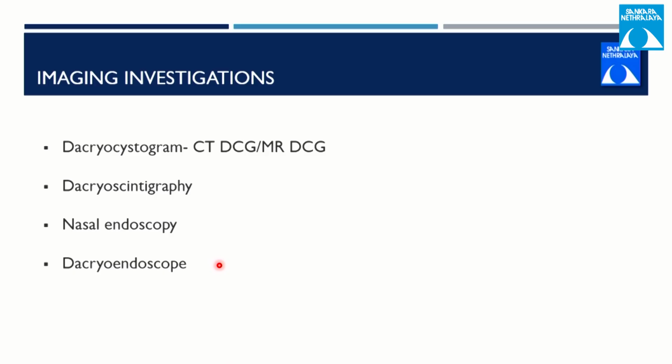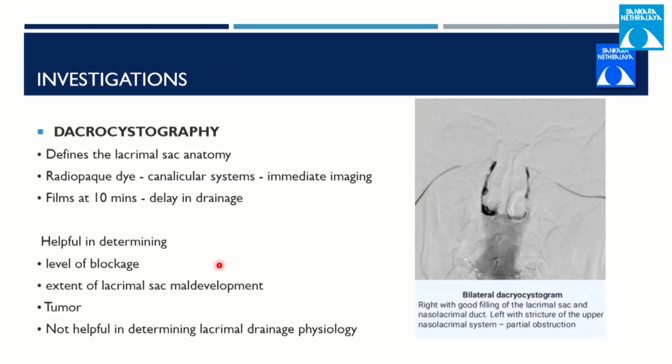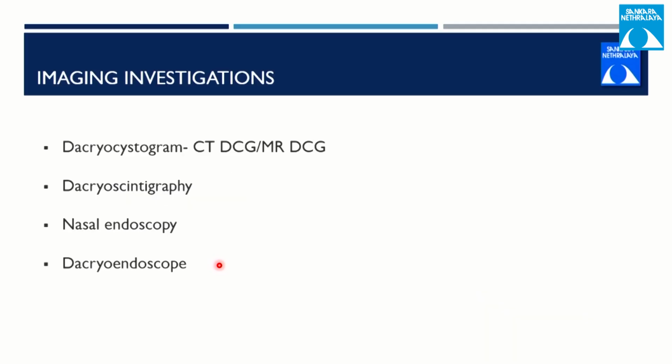Imaging investigations usually done are dacryocystogram, dacryoscintigraphy, nasal endoscopy, and dacryoendoscopy. In this, can you please go back? Nasal endoscopy is done for all patients. CT, DCG and scintigraphy are done mainly in traumatic cases. Those are the indications. Sometimes if it's a failed DCR, or even in children if there is an anomalous pathway, then we can do it.